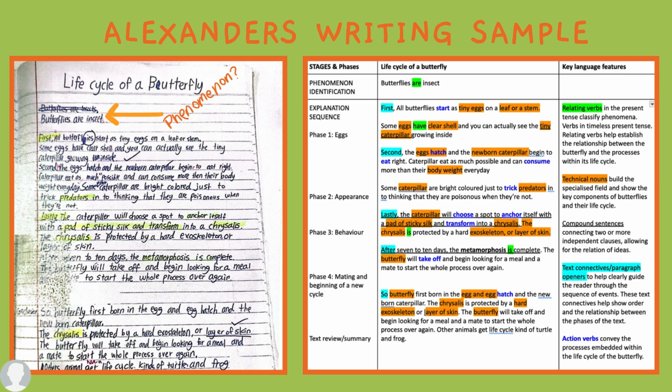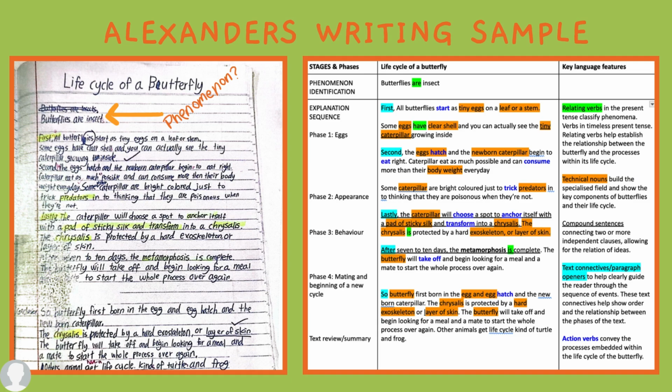He has, however, used nominalisation, which he has not explained. The example is metamorphosis. This could indicate a lack of understanding. He has also misunderstood the meaning of "mate" in this specific context: "begin looking for a meal and a mate to start the process again." He has used the word "mate" as a noun rather than a verb. To support Alexander, explicit teaching of vocabulary and field-based knowledge must take place. A glossary and word wall, as well as the use of translanguaging, would be beneficial to assist this.